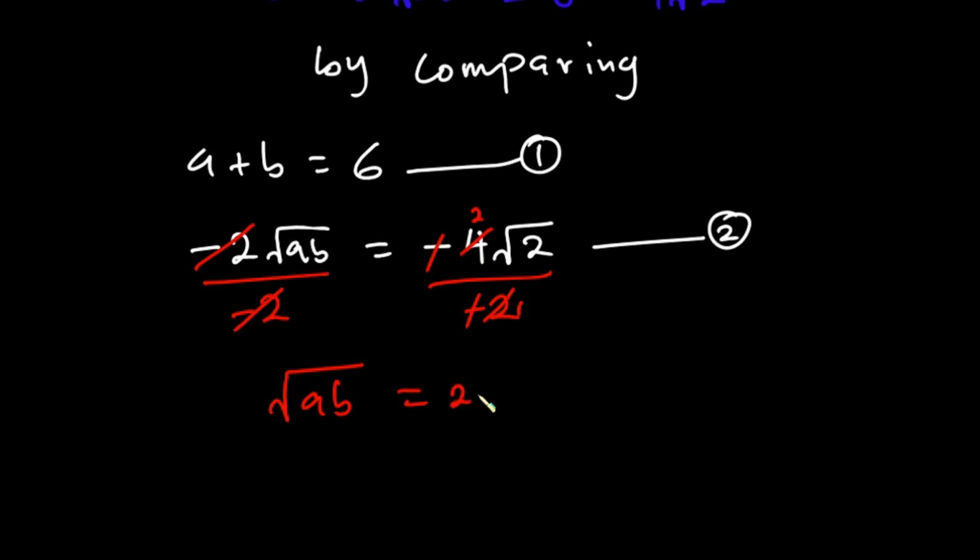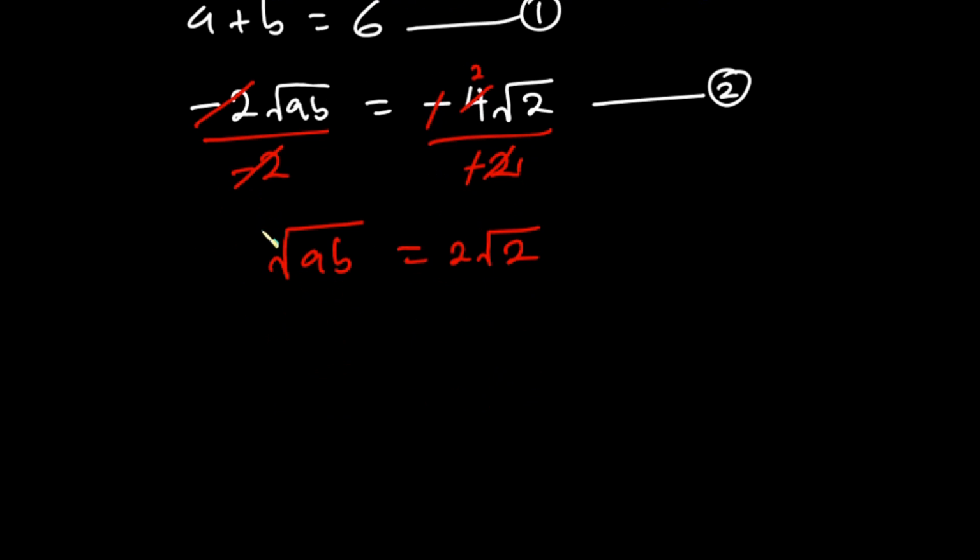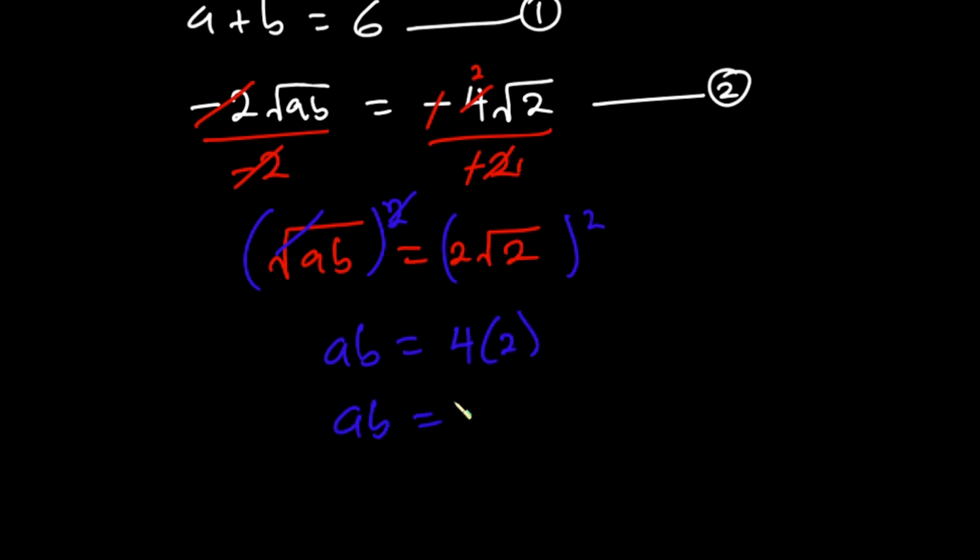So we have square root of a times b is equal to 2 root 2, and from here let's raise each side of the equation to the second power, so that this will cancel this. So we have a times b is equal to 4 times 2. And this implies that a times b is equal to 8. And we will call this equation 3.